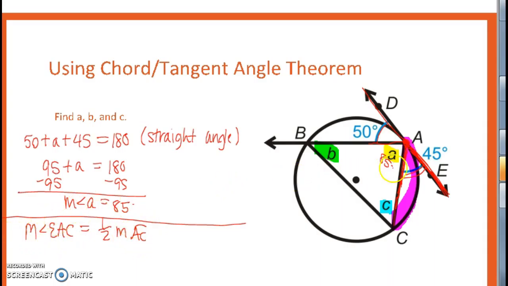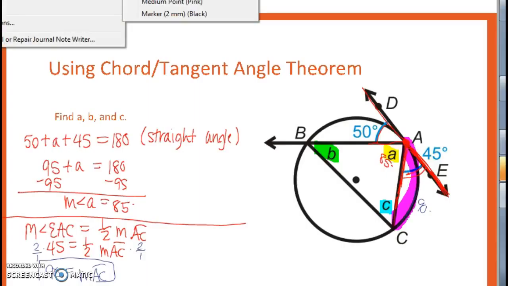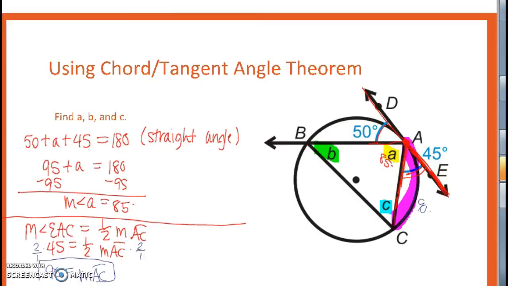So I know that this angle here is 45 degrees, and that is equal to 1/2 the measure of arc AC. If I multiply both sides by 2/1, that will help me solve. And that tells me that the measure of arc AC is equal to 90. So this purple arc here is 90 degrees. Well, knowing that, then B is just half of that.